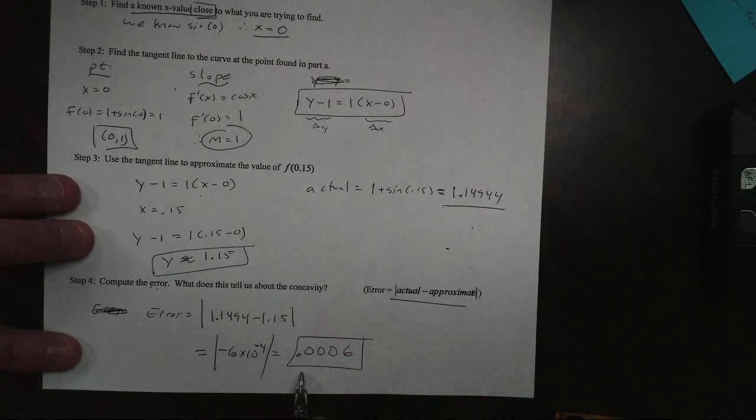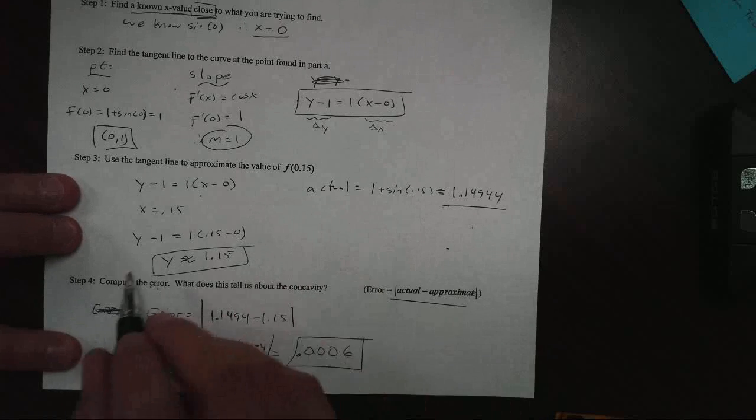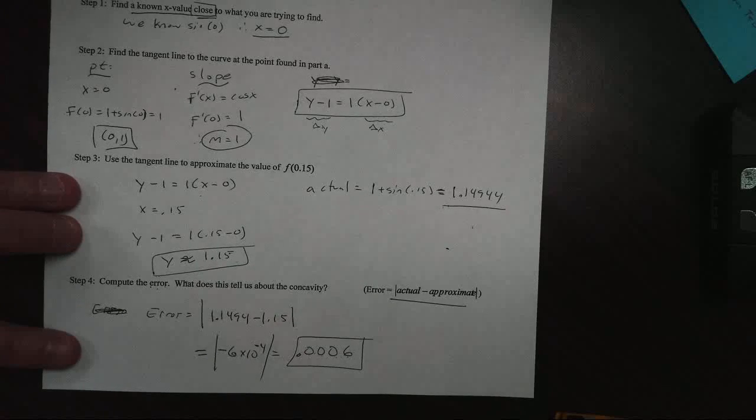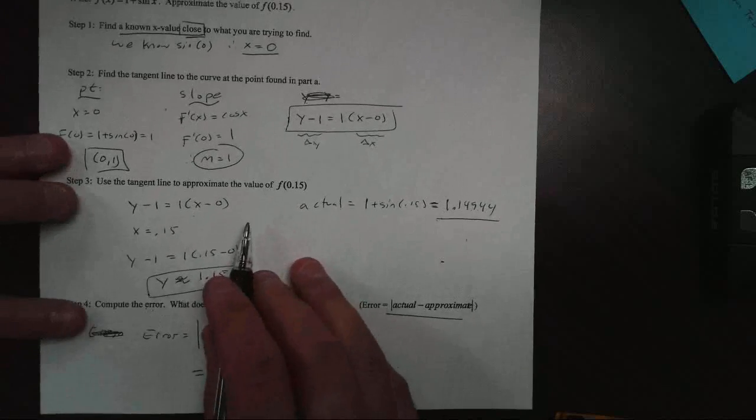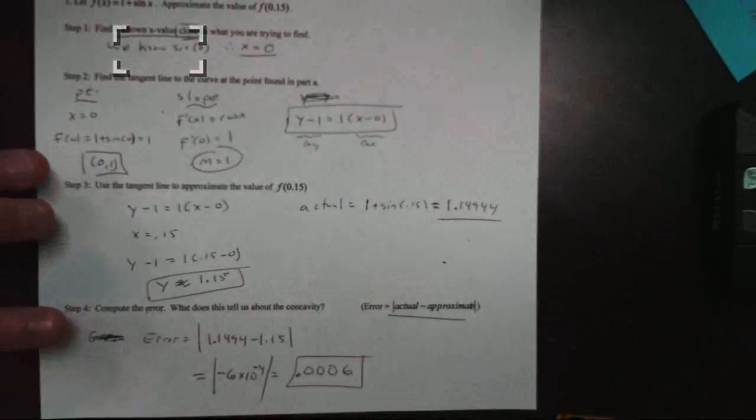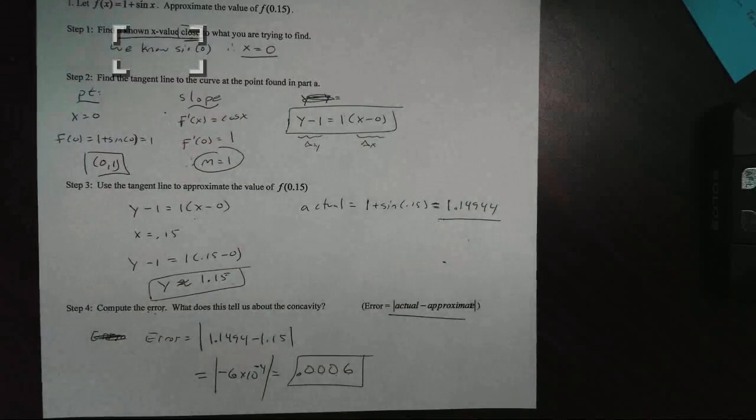0.0006. Look, let's count this. Tens, hundreds, thousands, ten thousands, that's 6 ten-thousandths off from the actual value. That's how accurate tangent line approximation is. But be careful, the key word, you want to pick a close value. Okay? So let's take a look at the back page here, the rest of it, how else we can use this.